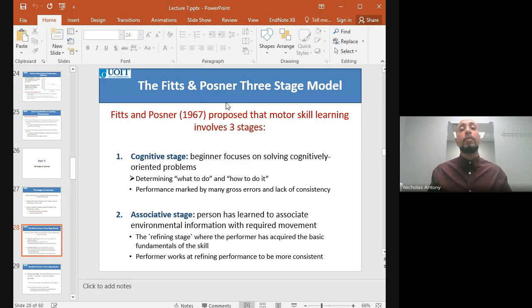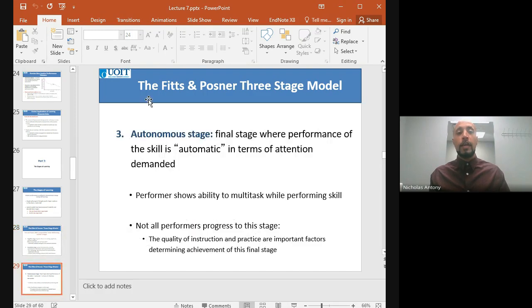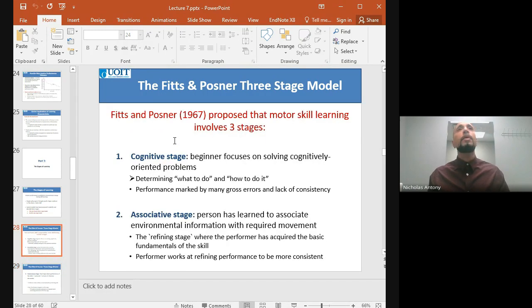And so the Fitts and Posner three-stage model, this was done in 1967, and it proposed that motor skill learning, or going from beginner to expert, involved 3 stages of learning: the cognitive stage, the associative stage, and the autonomous stage. So think about a motor skill that you learned to do, even recently, or when you were young. Initially, when you are learning a motor skill, you are determining what to do and how to do it. You're cognitively trying to focus on what is required in terms of your movement to achieve the goal.